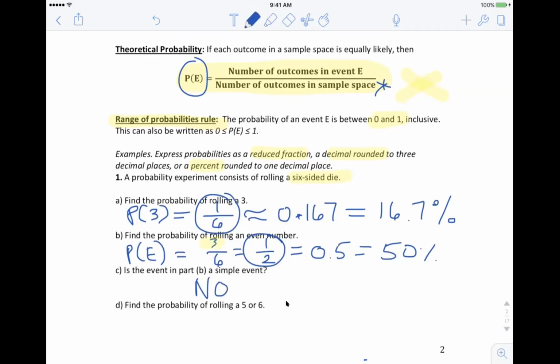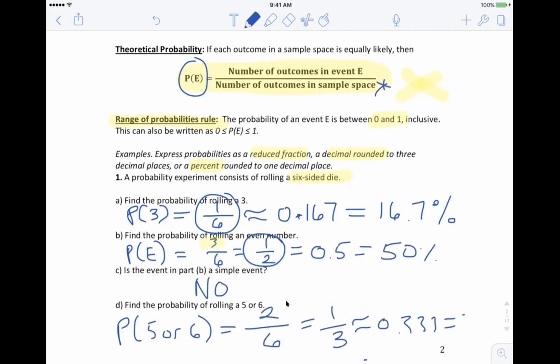And then finally, how about the probability of rolling a 5 or a 6? So probability of, I could just write it out, 5 or 6. There are 6 possible outcomes. How many of those are a 5 or 6? Well, there's 2 of them. So that reduces to 1/3, which is about 0.333, or 33.3%. All right, that was messy. I'll clean it up when I rewrite these notes.